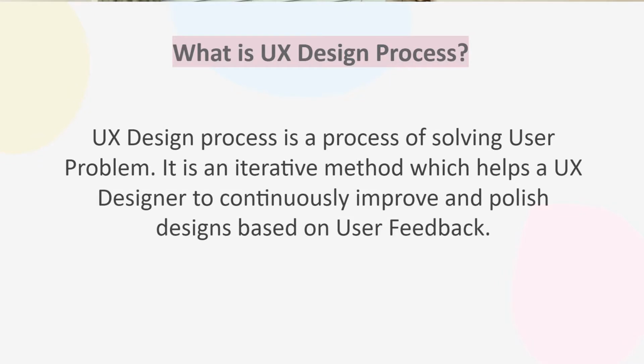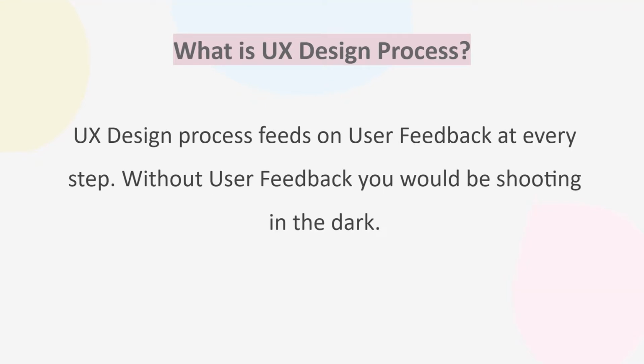A UX design process is a process of solving user problems. It is an iterative method which helps a UX designer to continuously improve and polish designs based on user feedback. It is important that you know a UX design process feeds on user feedback at every step. Without user feedback, you would essentially be shooting in the dark. It makes it possible for the UX designer to come up with innovative solutions and solve the key user problems. Usually a UX design process is a 6-step process.